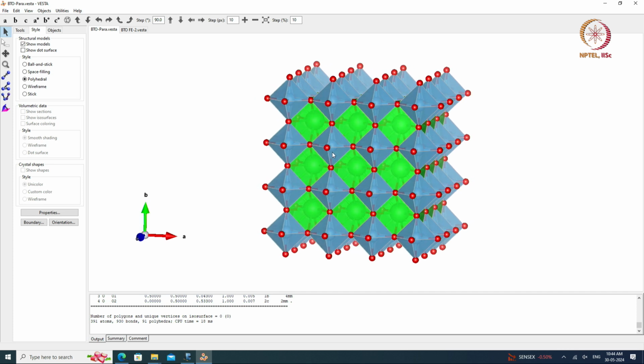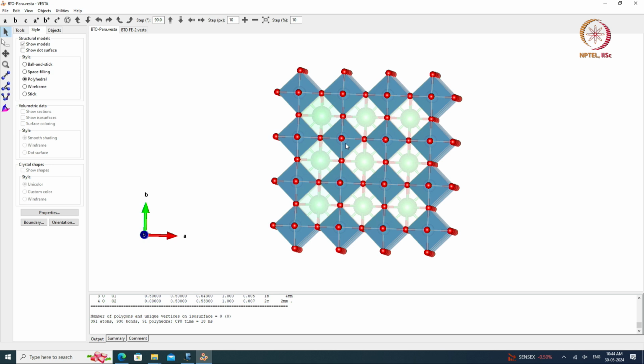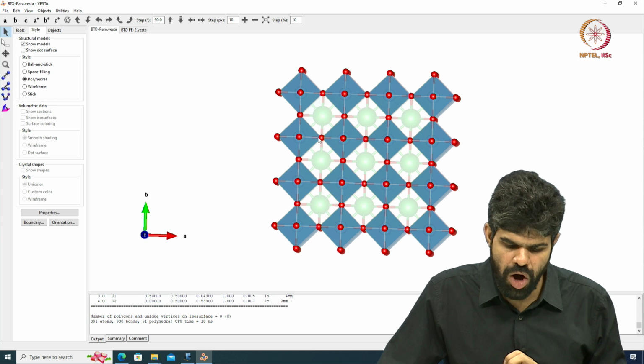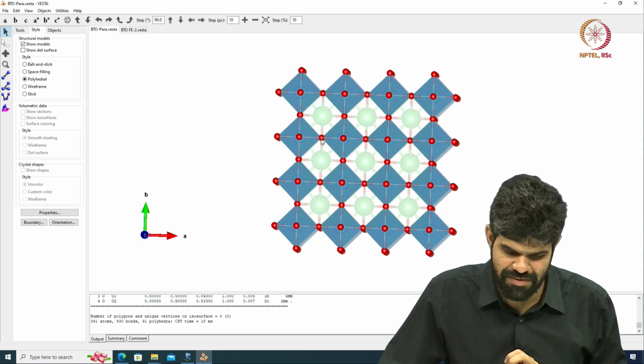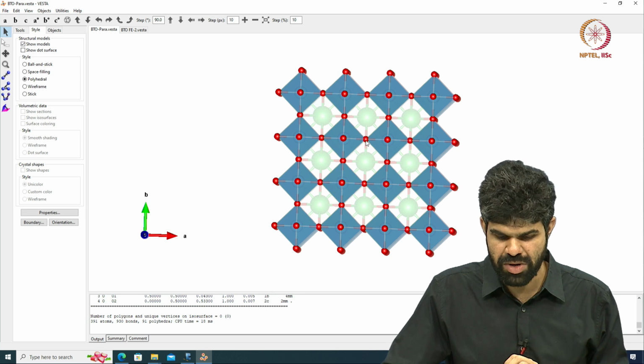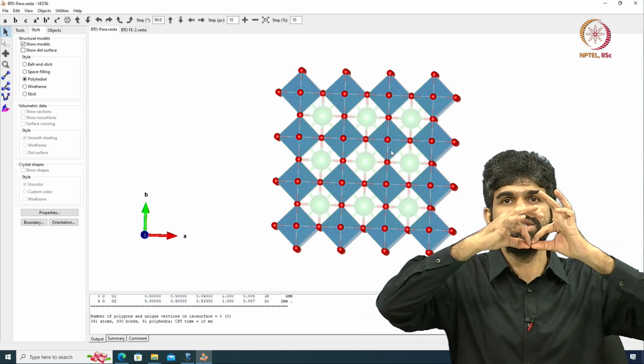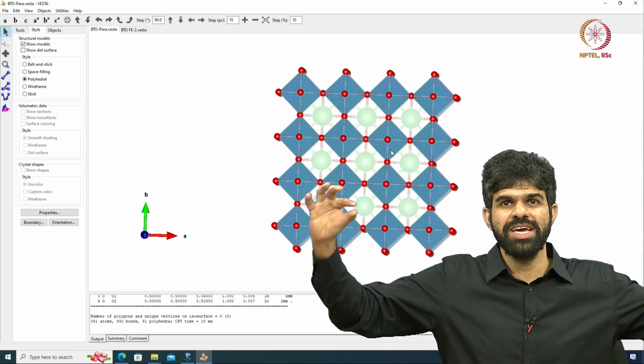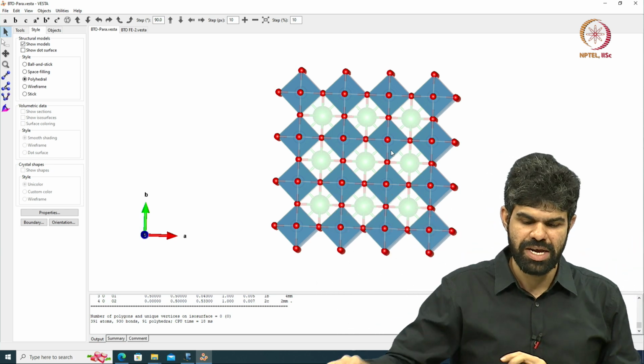So, this has the 4-fold, m3̄m symmetry. The center of this octahedron has an m3̄m symmetry. Okay. So, this is the paraelectric phase where all bonds are nice. I have oxygen-titanium-oxygen bonds which are straight, titanium-oxygen-titanium bonds which are straight, all these octahedra are nicely, perfectly aligned with respect to each other, and so on and so forth.